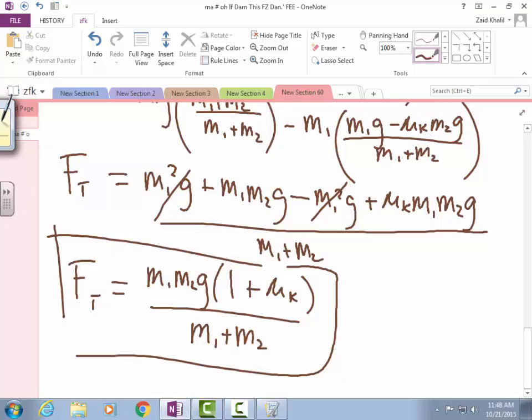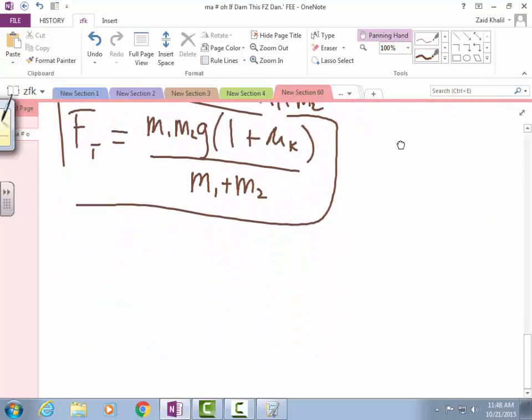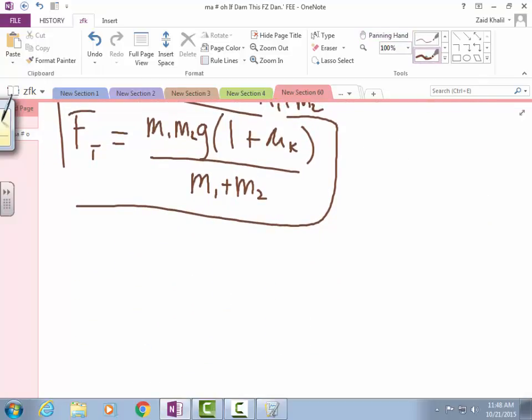So now let's analyze this. What happens if mu is 0? In other words, mu equals 0 means no friction, a frictionless surface. If mu equals 0, then what does this reduce to? I can't hear you.